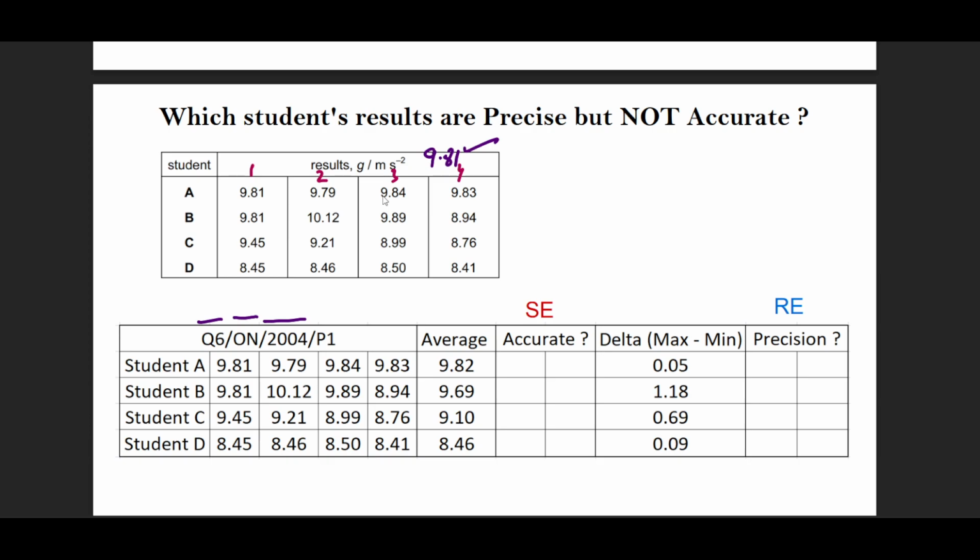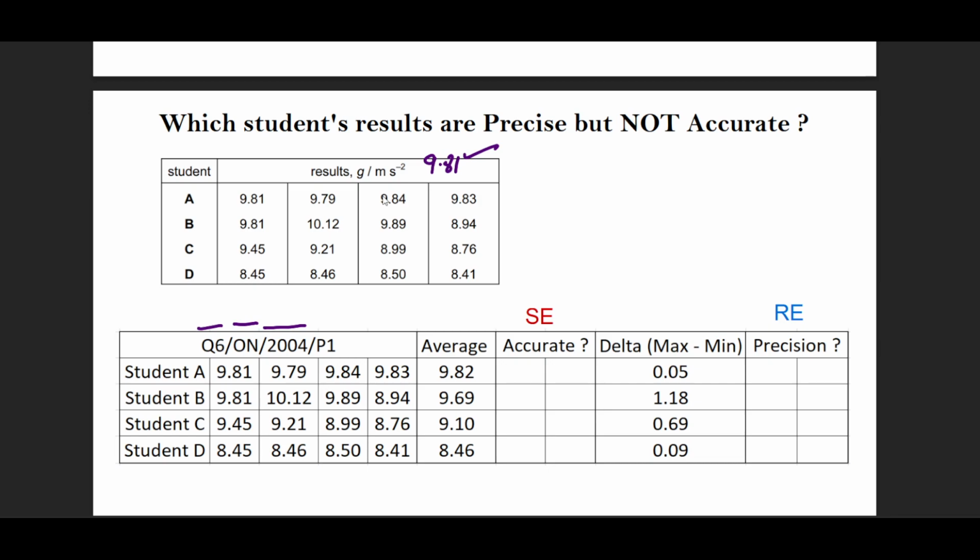So they did the experiment 4 times, and this is what they got. This is what they individually got, right? Now, let's see what's happening. He's asking us in the question which one of the students out of these 4 options has results that are precise, but not accurate. They're supposed to be close together, but they may give you an answer which is not 9.81. Now let's see how to make this choice.